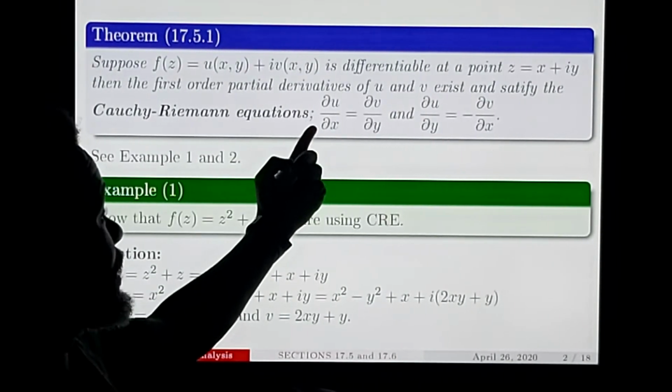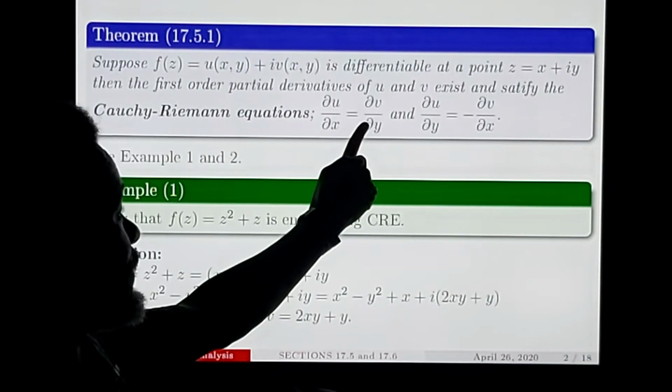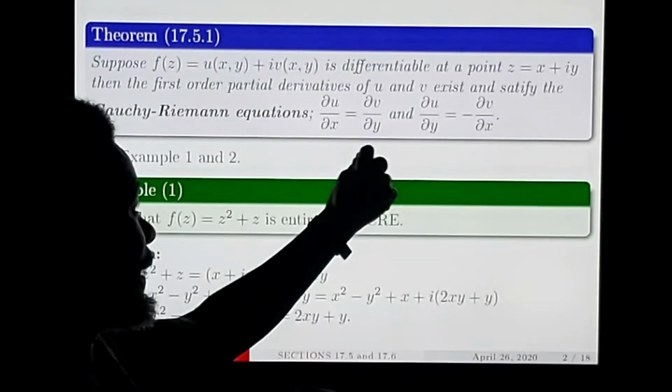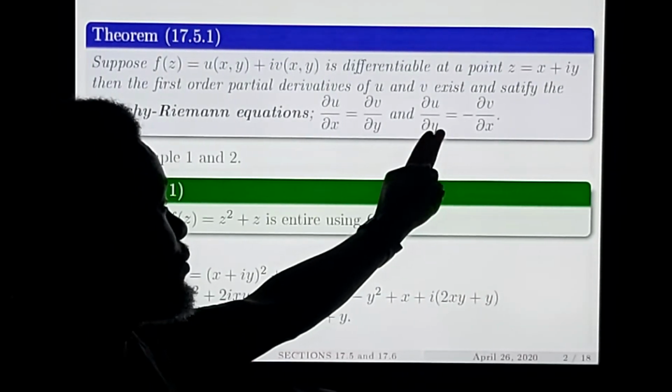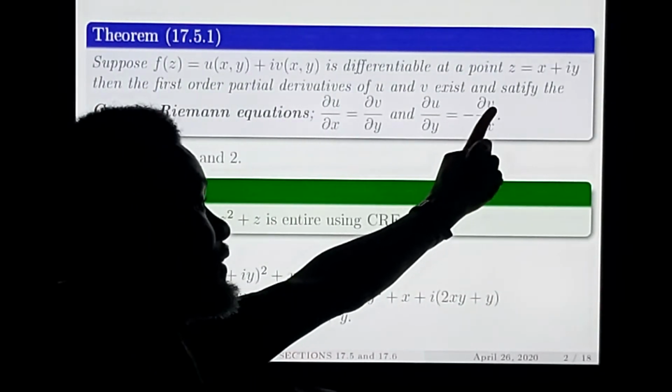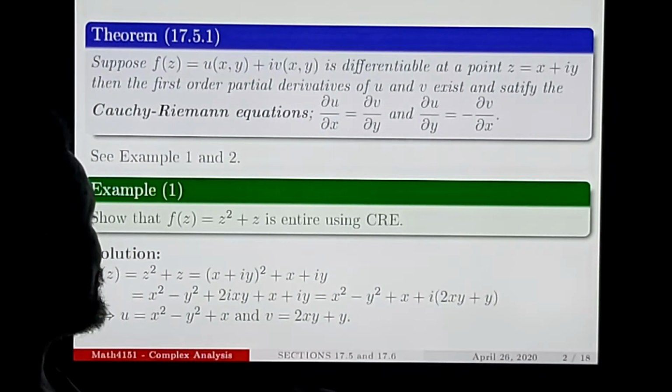The Cauchy-Riemann equations are basically the first partial derivative of u with respect to x equals the first partial derivative of v with respect to y. These are equal. And the first partial derivative of u with respect to y equals minus the first partial derivative of v with respect to x. That's the theorem. So we look at 2 examples here.